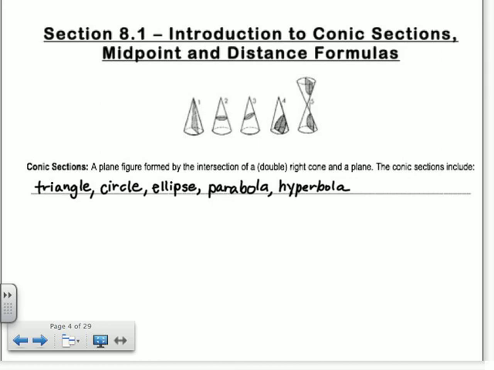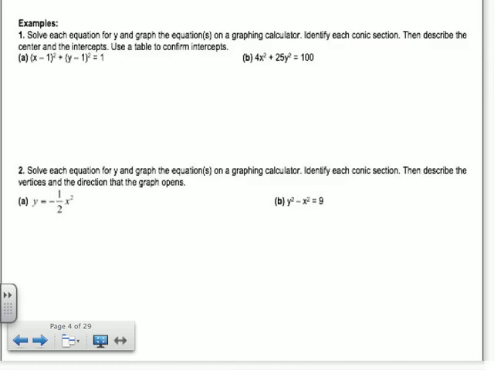All right, so number one, it says solve each equation for y and graph the equations on a graphing calculator. Identify each conic section, then describe the center and the intercepts. Use a table to confirm intercepts. So go ahead and get your graphing calculators out. If you don't have one, you can share with the person next to you. All right, so in order to use your graphing calculator, you need y equals. So think about how you could solve for y. So get y equals.